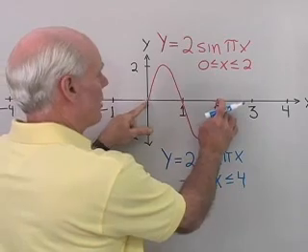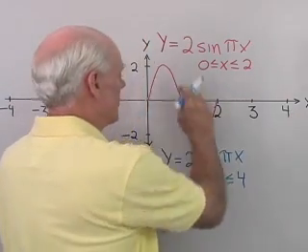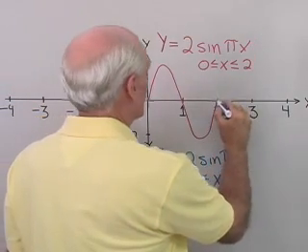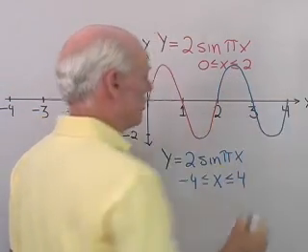Well, we can tell one period is 2 on the x-axis, so if I want to go out to 4, I'm just going to repeat this graph again. So let's do that. So there it goes out to 4.